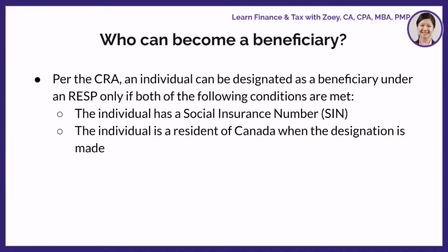According to the CRA, an individual can be designated as a beneficiary under an RESP only if both of the following conditions are met. The individual's social insurance number is given to the promoter before the designation is made. The individual is a resident of Canada when the designation is made.